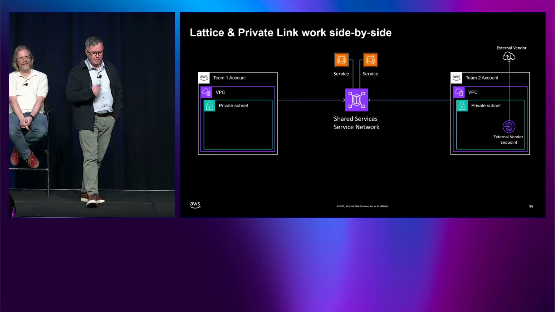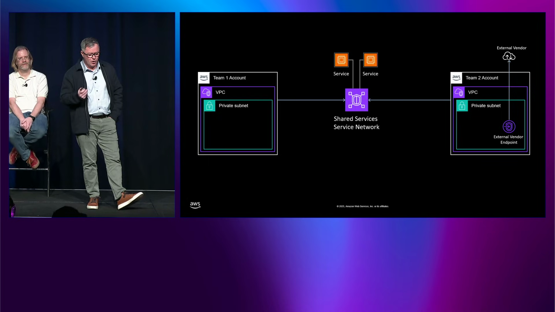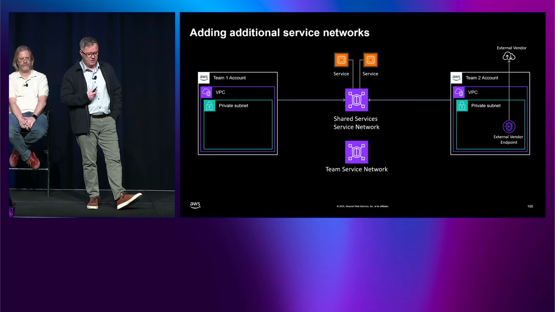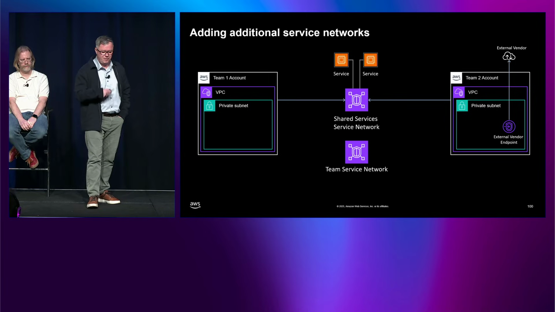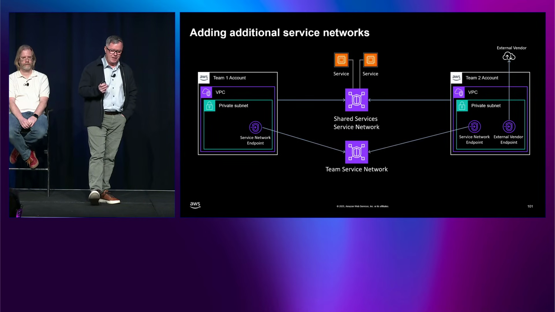We could go that route, but instead what we can do is create a new account that is going to define a service network that is exclusive to the application team. And this is independent from the shared services network. So using a service network endpoint, they can add in an additional service network.